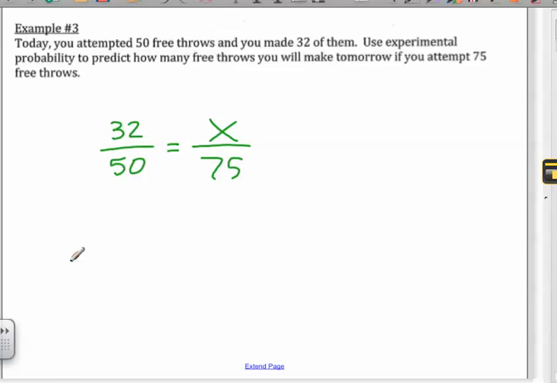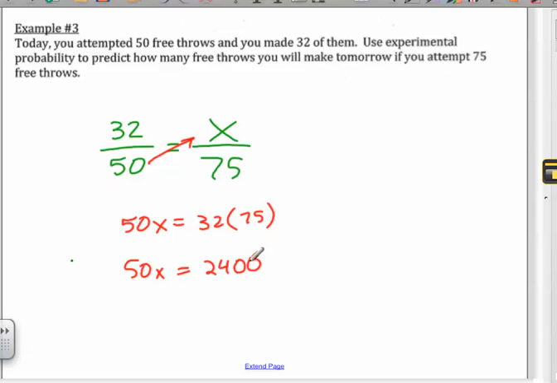So I'm just setting up a proportion, right? Because probability is a ratio. I just want an equal ratio to that one. So what do I do, Hobbs? I cross multiply. So I'm going to get what? 50x is equal to 32 times 75. You guys have calculators. Raise your hand, and then I'm going to call on someone to tell me what that is. Justin?